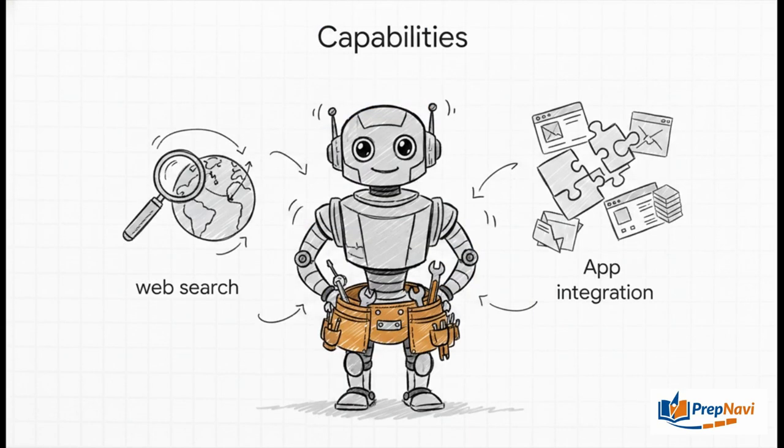Next, we have capabilities. Now, while instructions tell the agent how to act, capabilities dictate what it's actually allowed to do. Can it search the web? Can it interact with a specific Microsoft 365 app? You are defining the exact features and actions the agent is permitted to utilize within your environment. Managing this properly is crucial because it ensures your agent is super helpful without ever overstepping its bounds.